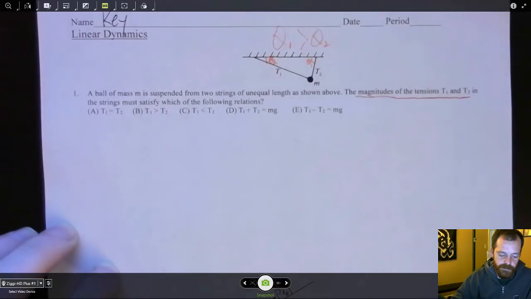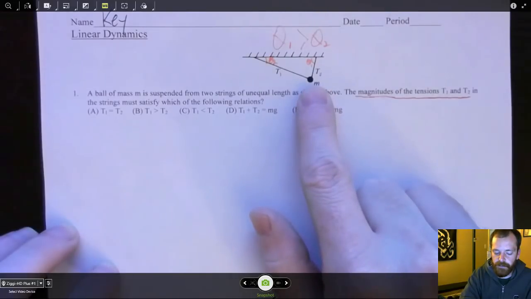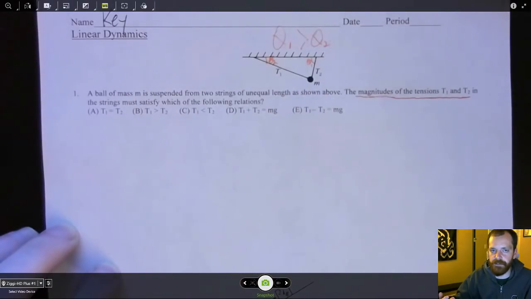Alright, so let's go through some of these answer choices. There's three of them I'm really going to highlight, and that's A, C, and D. Now most of you probably put A or D here, and let's talk about those. Well, if this object is hanging motionless, if it's stationary, we should understand that the forces acting on this object must cancel out, right? There's no net force acting on this object.